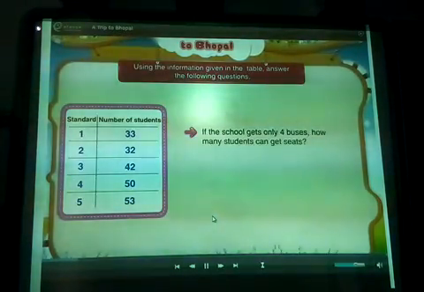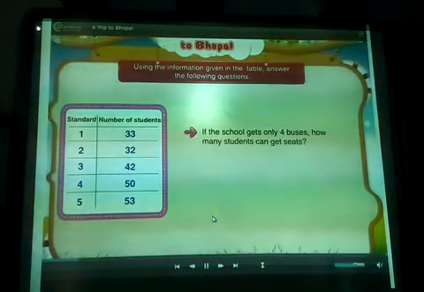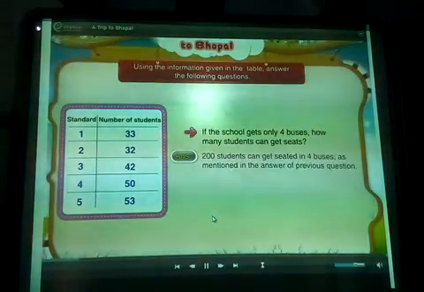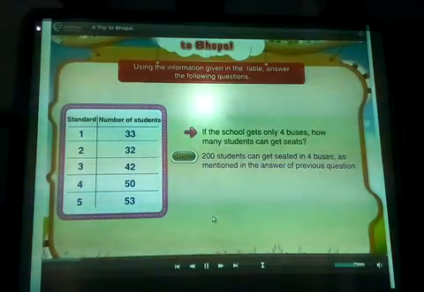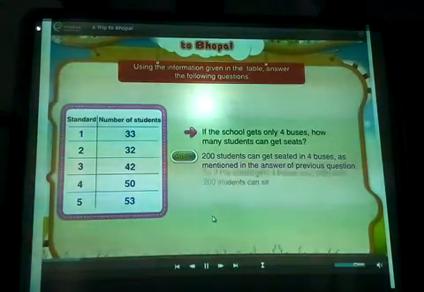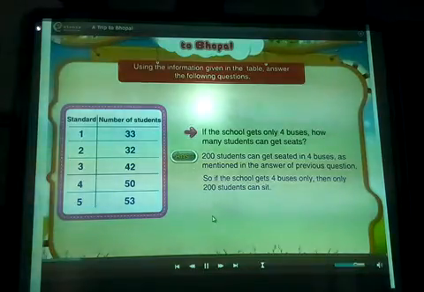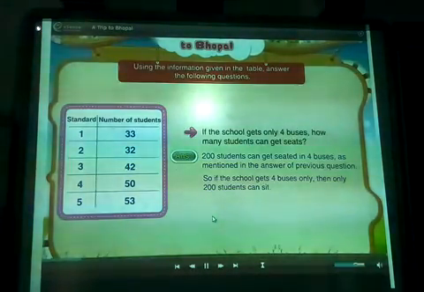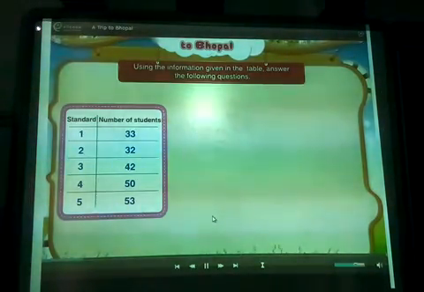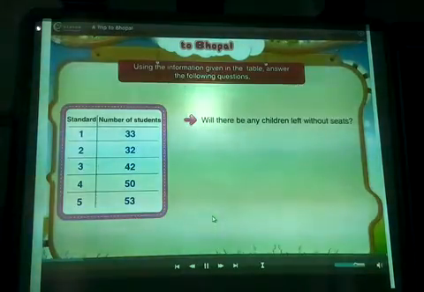If the school gets only 4 buses, how many students can get seated? 200 students can get seated in 4 buses as mentioned in the answer of the previous question. So, if the school gets 4 buses only, then only 200 students can sit. Will there be any children left without seats?